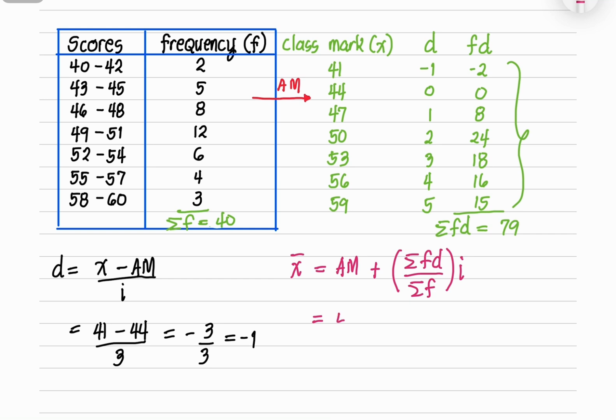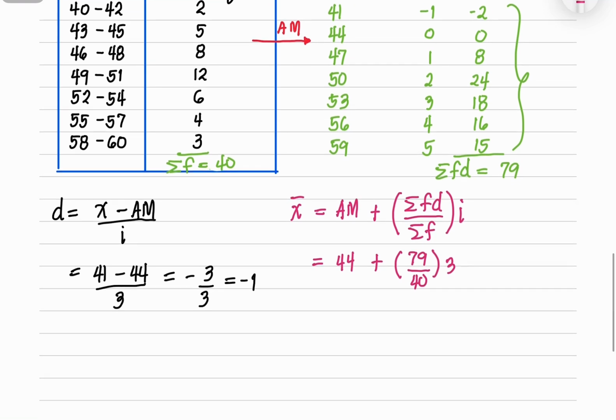So our assumed mean na napili natin ay 44. Kanina 50, right? So ngayon 44 naman ang ginamit natin. And then summation of FD natin, which is 79. Do not forget the parentheses. So it makes sense to put the parentheses. And then summation of F, that is equal to 40. Close, times the interval, which is 3, right? Okay.